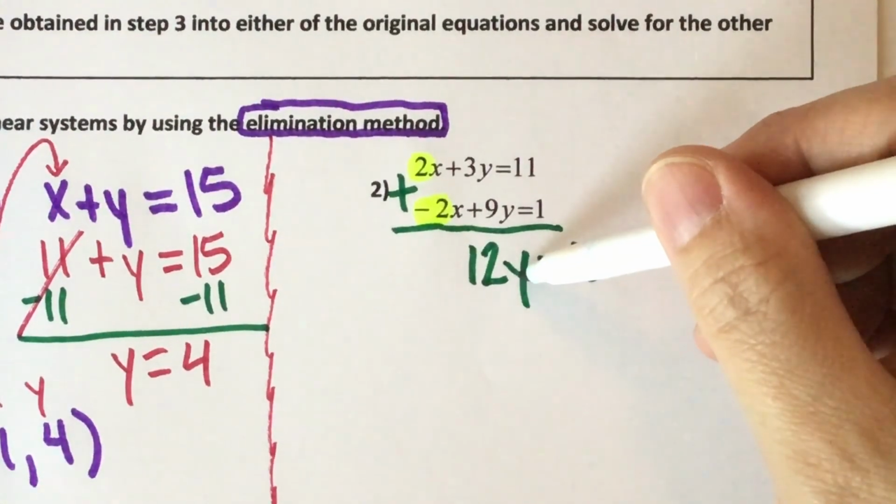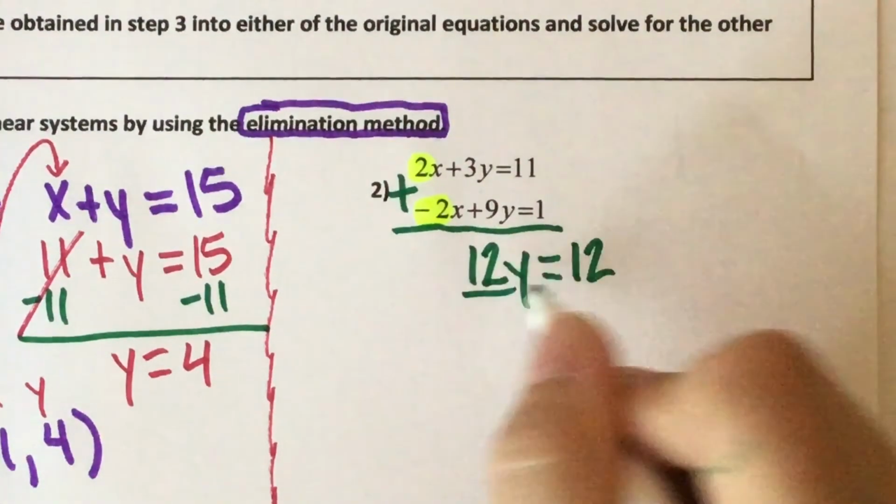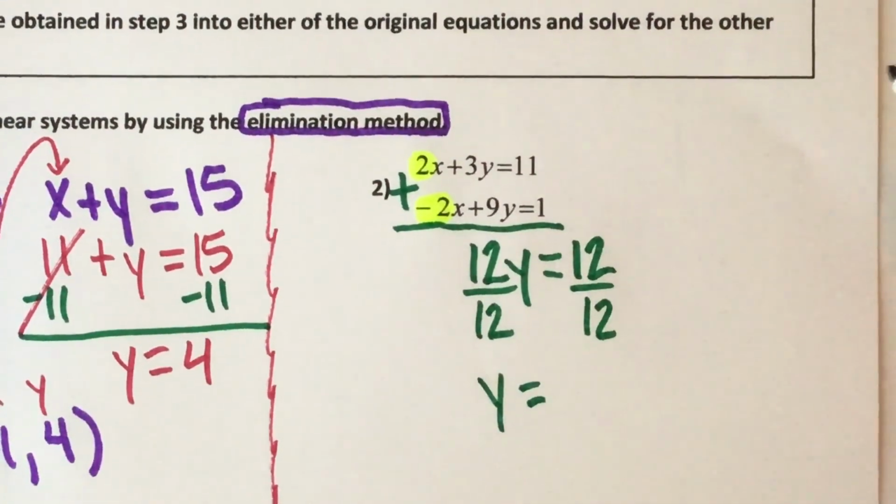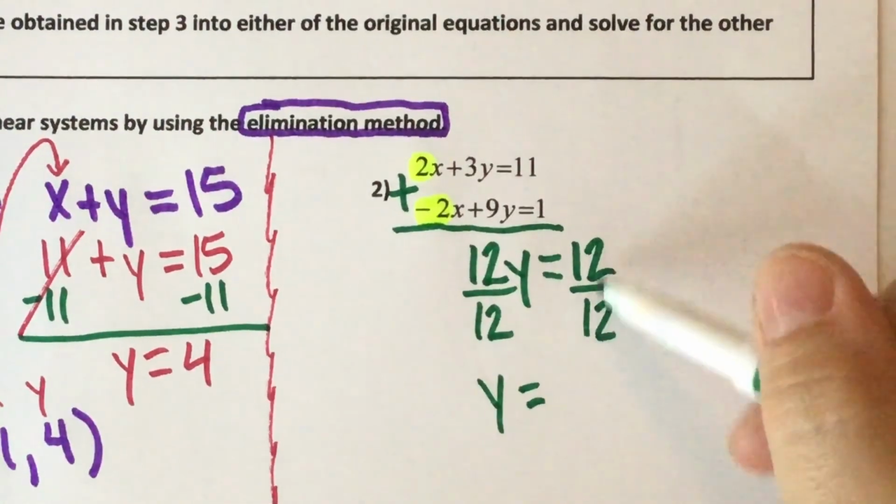And then to get y by itself, I undo this multiplication with division. So I divide both sides by 12. And y equals 1. 12 divided by 12 makes 1.